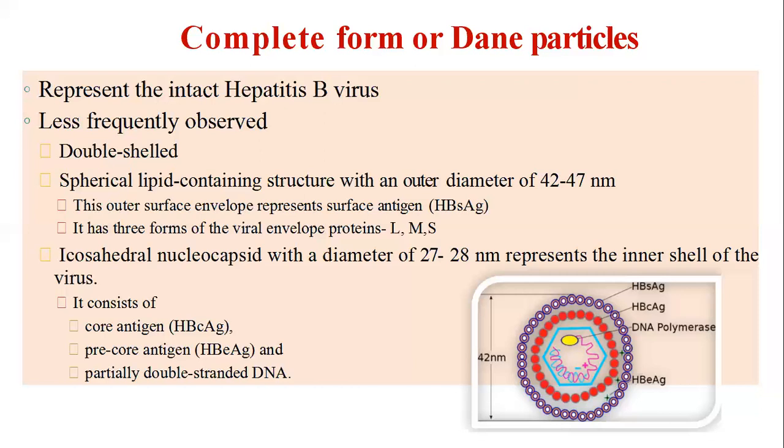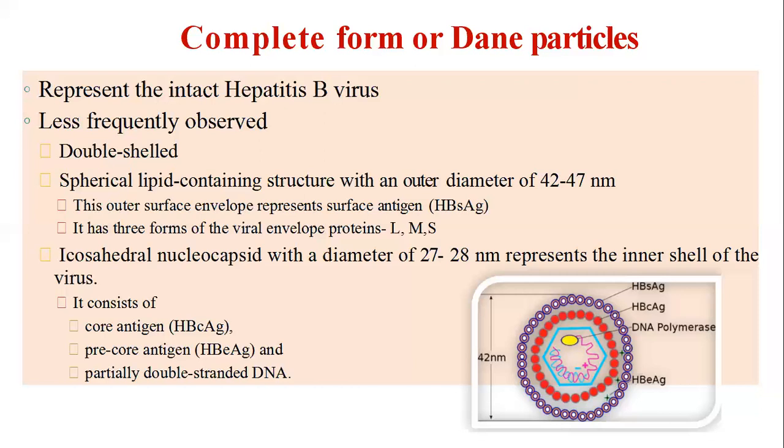They have three different forms of the viral envelope protein: L form, M form, and S form. Just under this, they have the capsid, which has icosahedral symmetry. This nucleocapsid contains the nucleic acid, a partially double-stranded DNA, and maintains icosahedral symmetry with a diameter of around 27 to 28 nanometers.